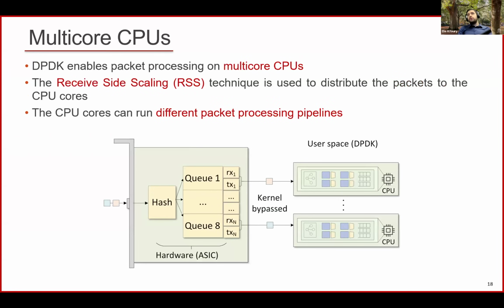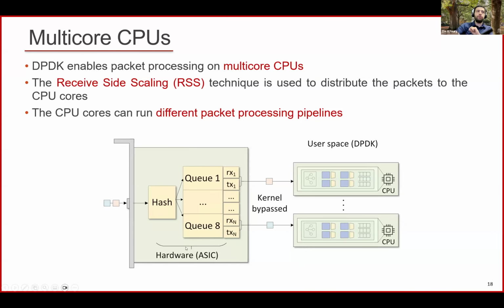Now, this is good, but how can we even make it faster? How can we scale? At the end, the packets that are going from the NIC will be processed by the CPU on the user space. And if we have a single CPU, that CPU might become the bottleneck, especially if we want to achieve high-speed packet processing. So modern network interface cards implement what we call receive-side scaling, which is a technique that is implemented in the hardware.